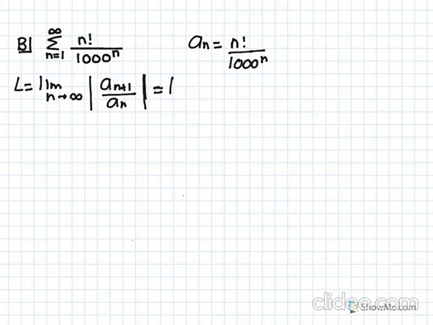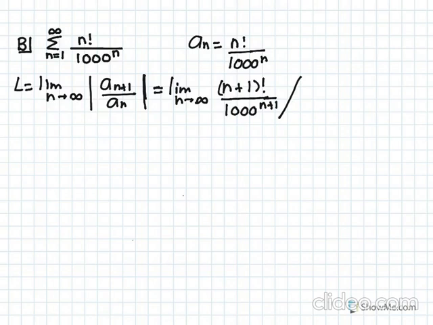This is equal to the limit as n approaches infinity of n plus 1 factorial. Wherever we see an n, plug in n plus 1 because we're looking at the a sub n plus 1 term. So n plus 1 factorial divided by 1000 to the power of n plus 1, divided by a sub n, which is n factorial divided by 1000 to the power of n. Notice we didn't write any absolute values because all the terms are positive. n factorial is positive, 1000 to the power of n is positive, and for that reason, we don't need the absolute value.